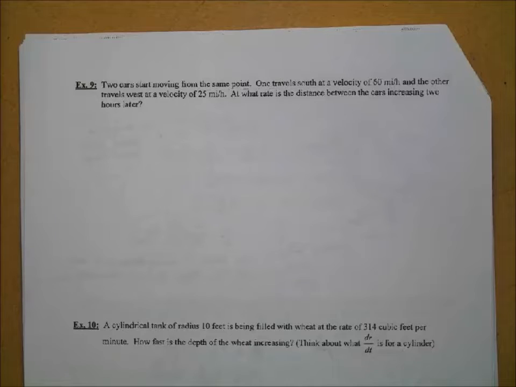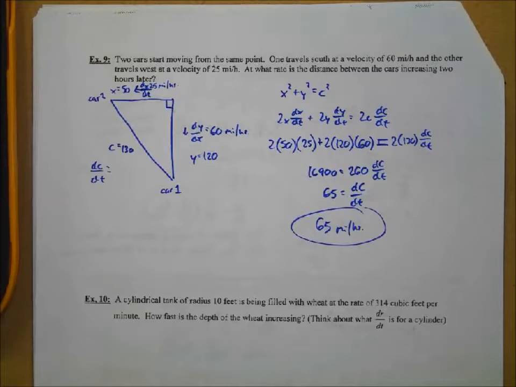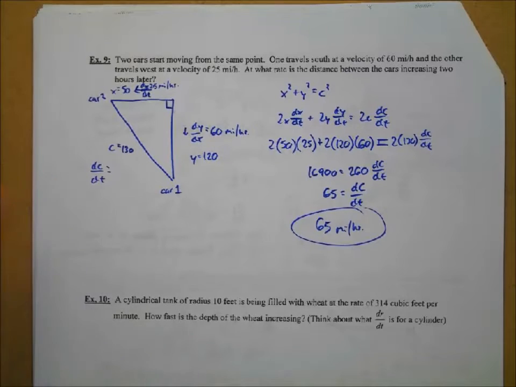Okay, in the interest of time, because I do want to get to this last question, I'll go ahead and give you number 9. 65 miles per hour is going to be your solution there. The cars are moving apart at a rate of 65 miles per hour.